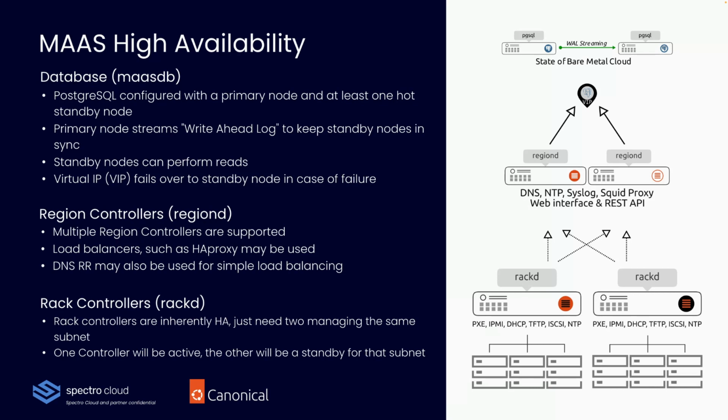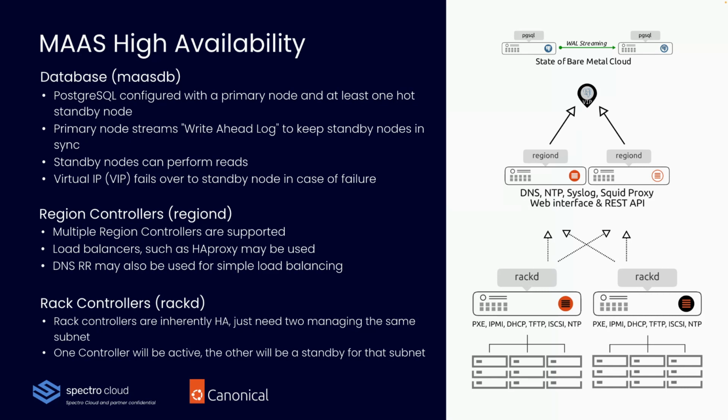Racks are a little bit different because services like DHCP and TFTP are basically active passive. We can't have two sources of truth when it comes to DNS out there, just like we wouldn't want two DHCP servers offering up addresses. And this happens on a per subnet basis.